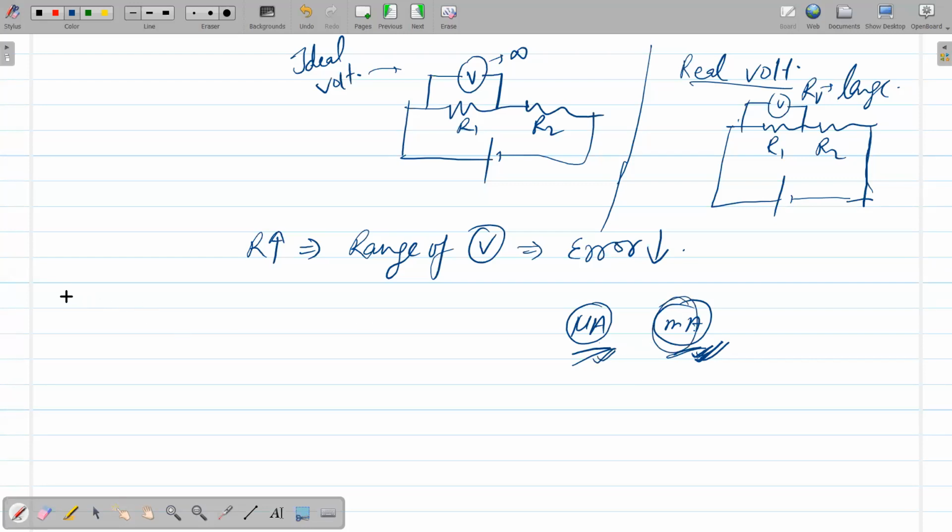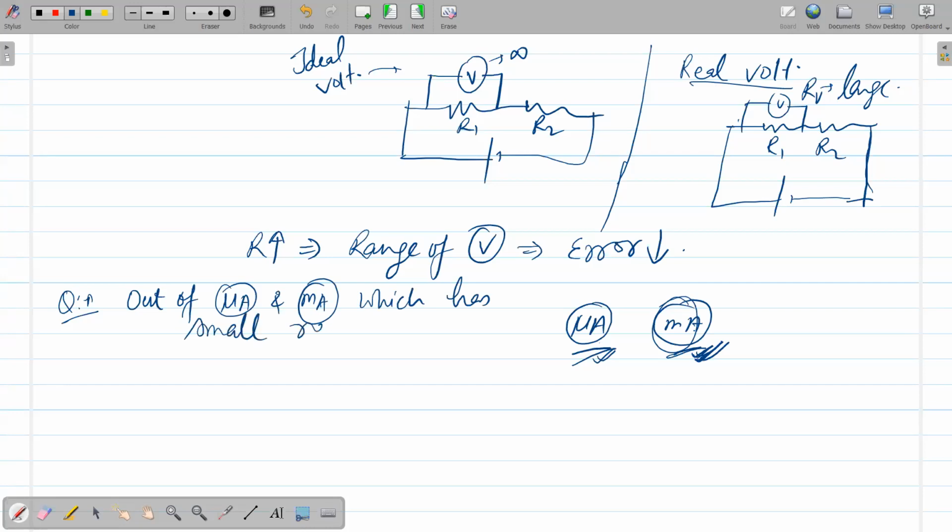So this is a very frequently asked question, and let me write the question properly. Out of microammeter and milliammeter, which has small resistance? So your answer will be milliammeter. The reason is it has greater range, and range can be increased only by decreasing the resistance in a meter. Clear? Okay.